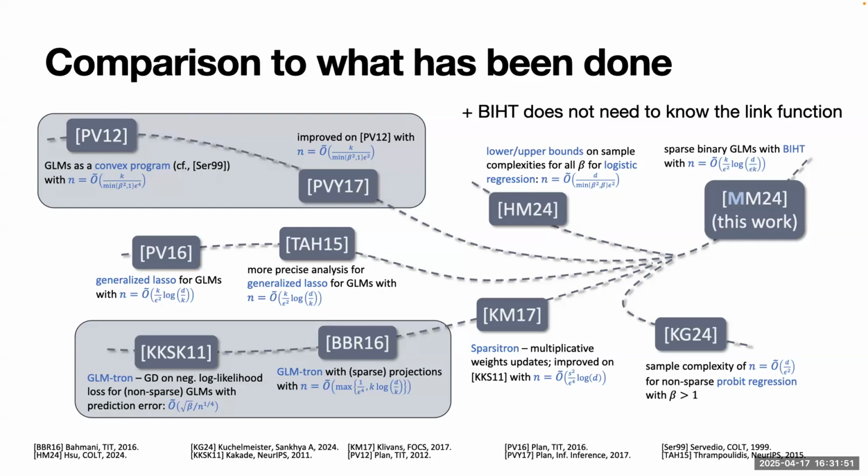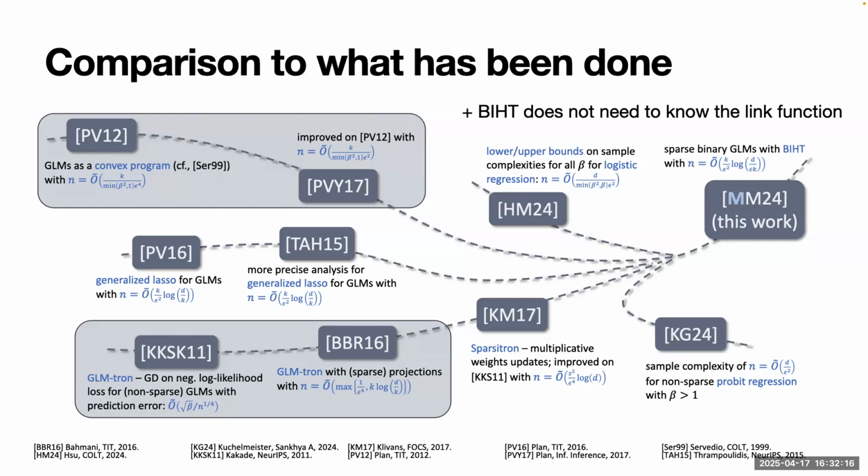This is actually a paper by, I think this was Takade, and then I forgot the rest of the names. Anyway, that's from NeurIPS 2011, where they do the GLM-tron. It's actually gradient descent on the negative log likelihood function.